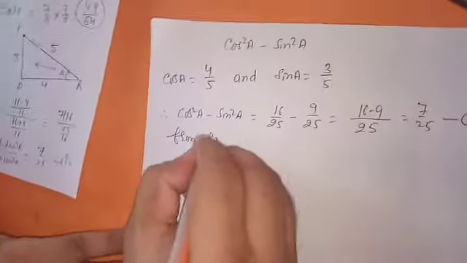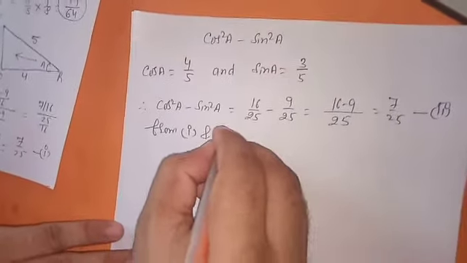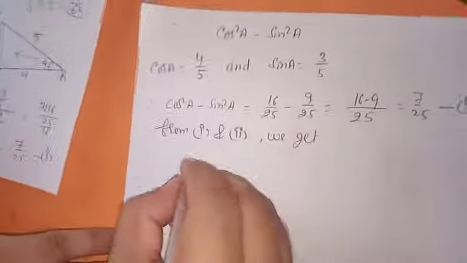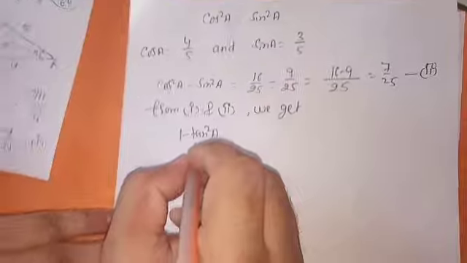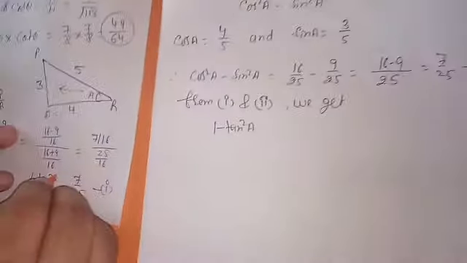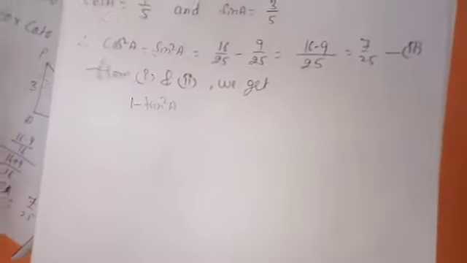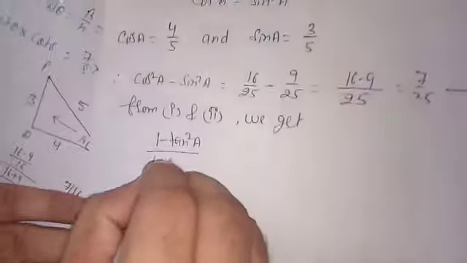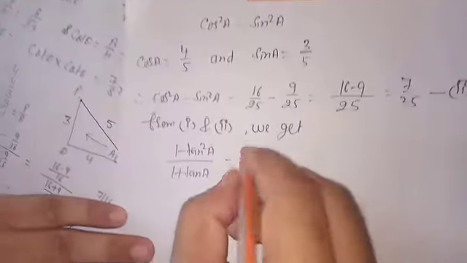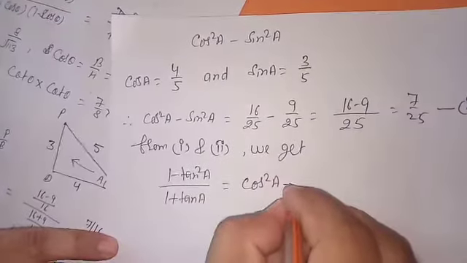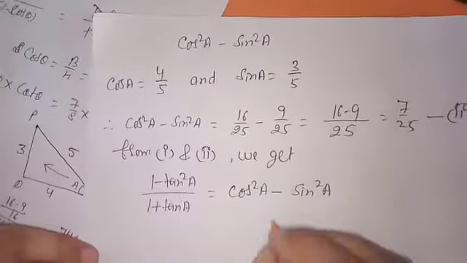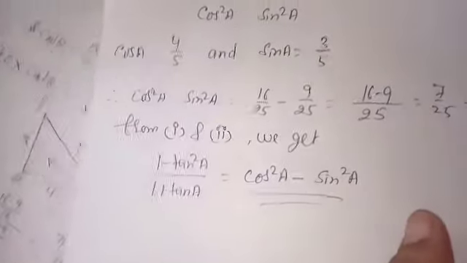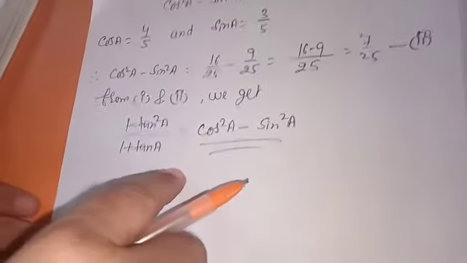From the first and second, we get 1 minus tan square A over 1 plus tan square A is equal to cos square A minus sin square A. Sorry, it should be A here, not theta. Understood? So these both are equal.